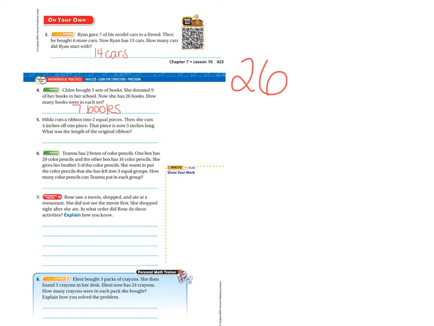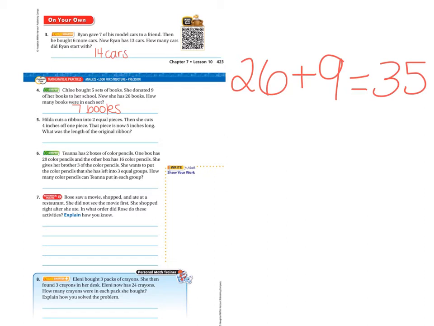So let's start with the 26 books. It says that Chloe donated 9 of her books to her school. When we donate things, that means that we're giving them away. Now remember, we're working backwards. So if we gave the books away, we want to add them back to our total books right now to figure out how many we had before they were given away. So when we add the 9 to the 26, that brings us to 35. So that means Chloe had 35 books when she started.